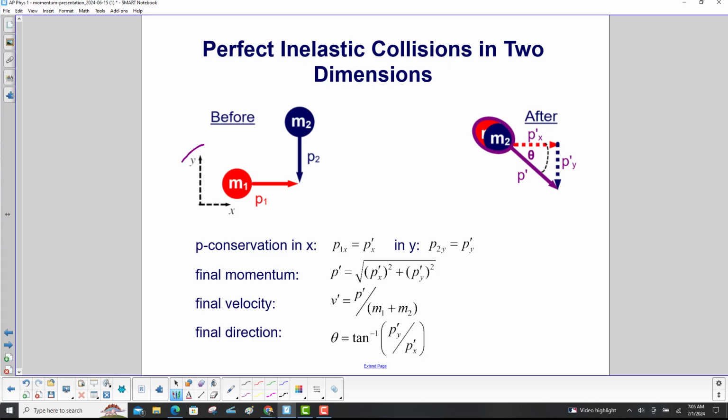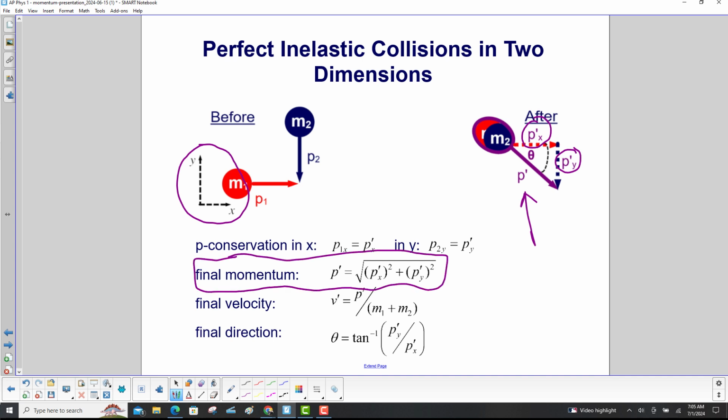We have our xy axis over here, and after the collision, you have a momentum in the x direction and also in the y direction. To find the total momentum, you use the Pythagorean theorem to find p prime, and that's right over here. And then your final velocity would be p prime divided by the combined mass of the two cars or objects, and you use tan inverse to find the angle theta.